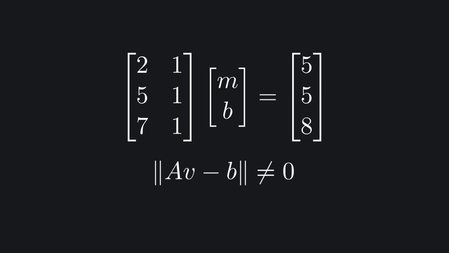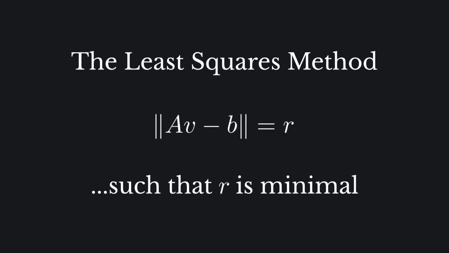This residue is what we will call our cost, and that is what we want to minimize. In the least squares approximate solution of AV equals B, we select V such that the norm of the residual R equals AV minus B is minimal.